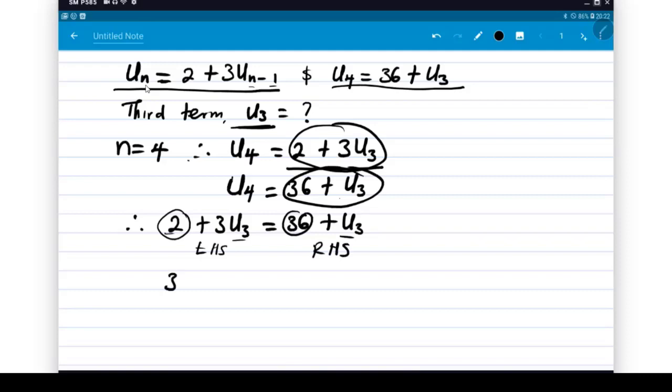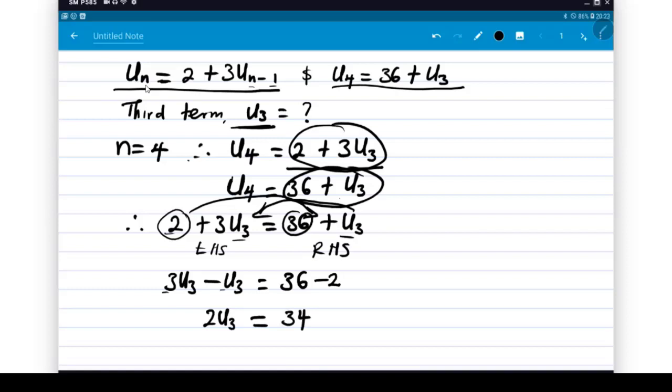So I'm going to have 3u3. So I'll bring this one to the other side. It becomes minus u3 is equal to, I have 36. Then 2 will come to this side. It becomes minus 2. So 3 minus 1 u3. That will give me 2u3 is equal to 36 minus 2, which will give me 34.